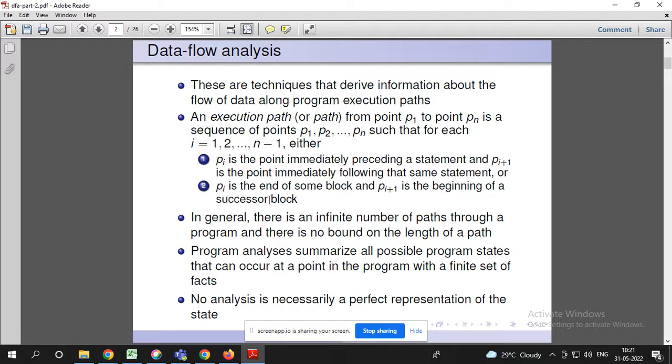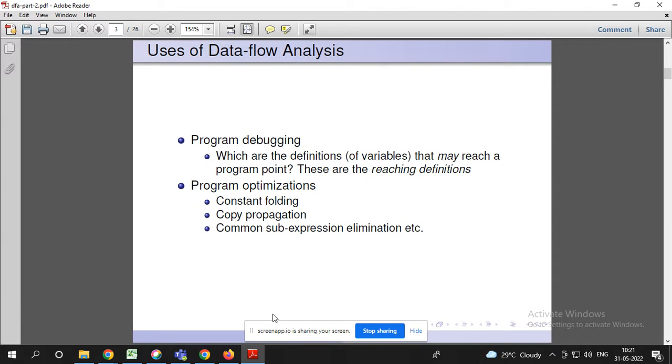That is our analysis. In general, there is an infinite number of paths through a program and there is no bound on the length of the path. That is, there is no bound, so no analysis is possible with a perfect representation of the state. We are going to perform data flow analysis.